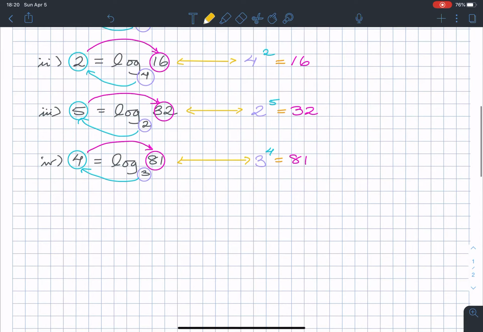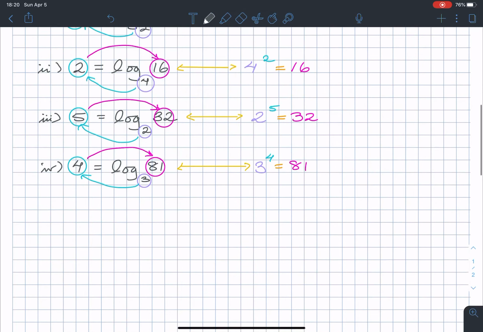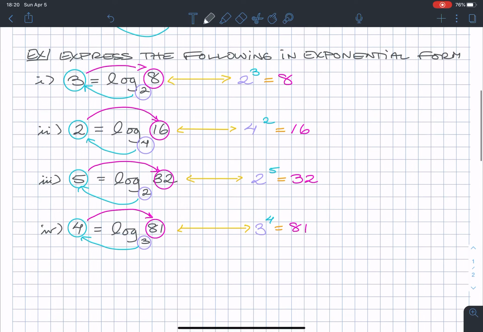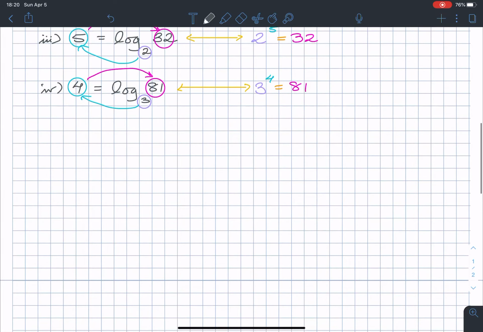Okay, so now let's go backwards. Now that we've changed from logarithmic to exponential form, let's go the opposite way. So for example, let's express the following in logarithmic form.